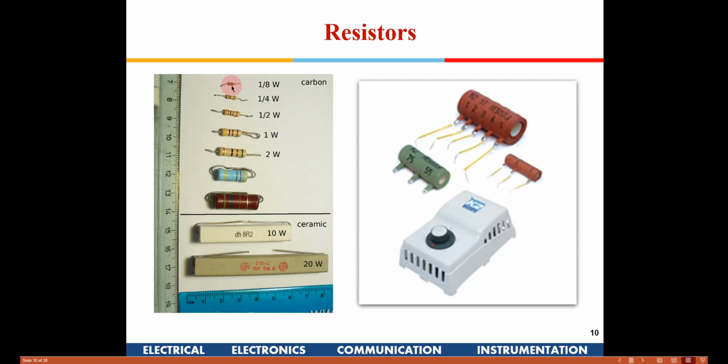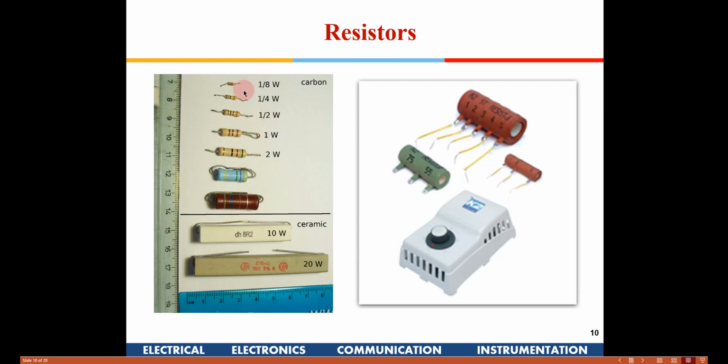But if you see the first one which is shown here, it is of a very small size. It can dissipate 1/8 of a watt. But if you are expecting a larger current to flow into the same resistor value in the circuit, then you might have to use a higher wattage resistor.